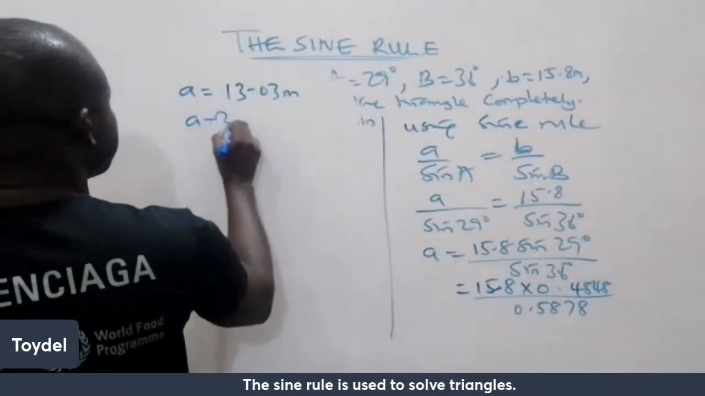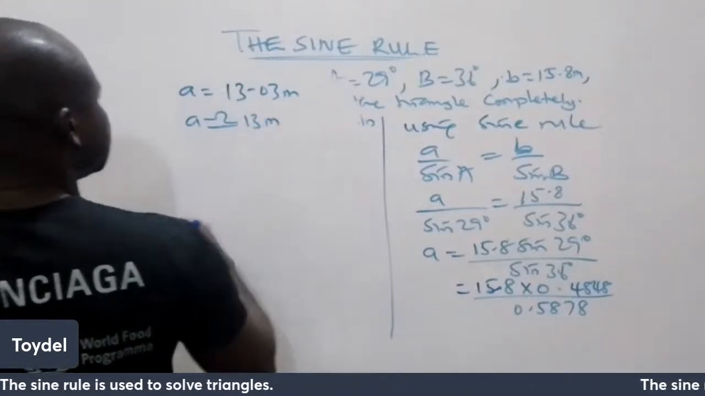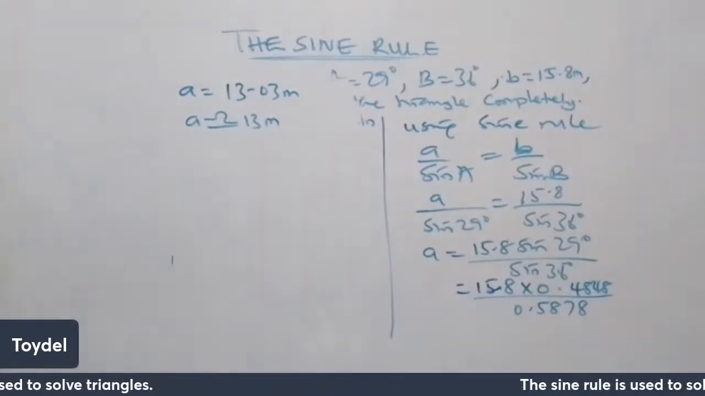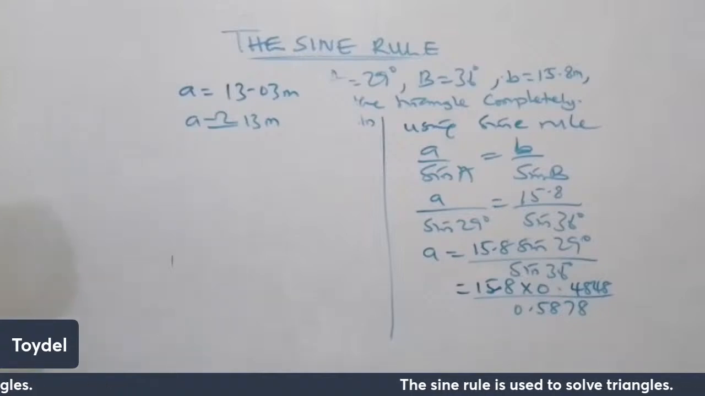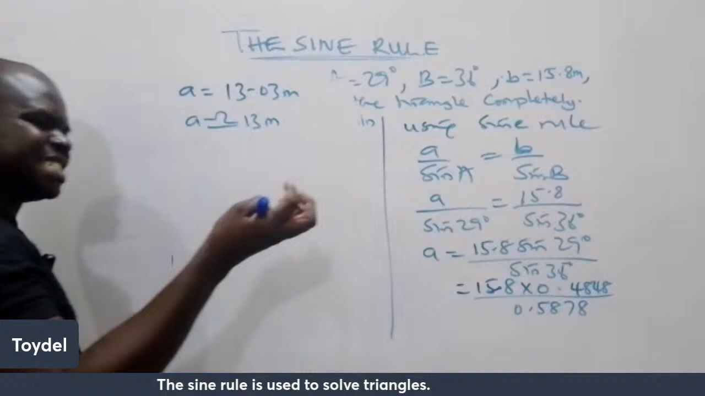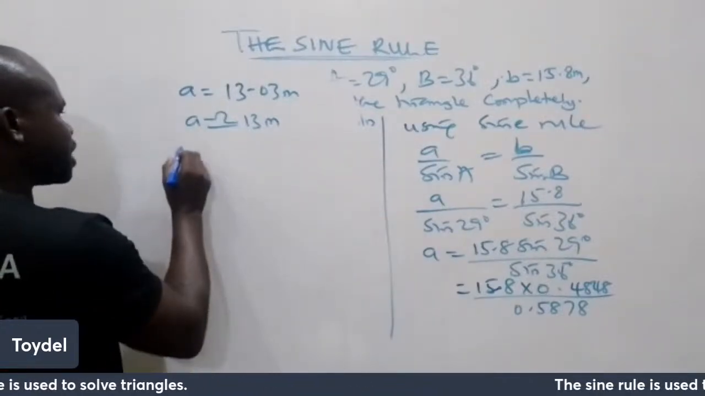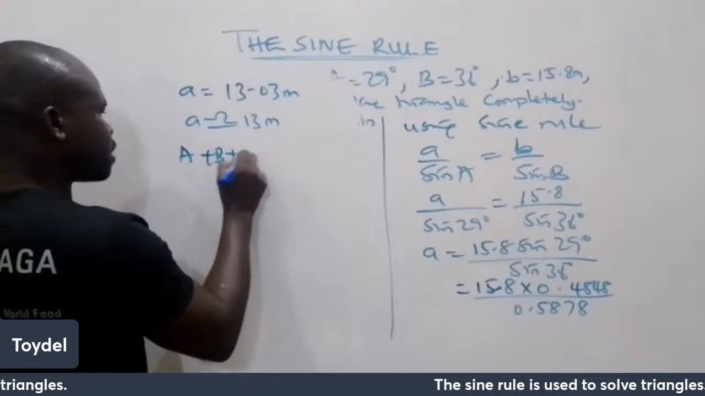So a is approximately 13 meters to the nearest whole number. That's what you're going to get. a is 13 meters. So we have been able to find a. But the question says we should solve the triangle completely. That is, we should find c, side c, and angle C. And of course, I can get angle C. So I'll just say angle A plus angle B plus angle C.